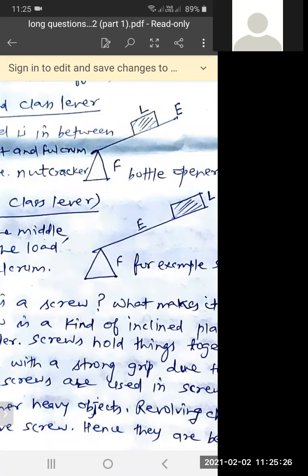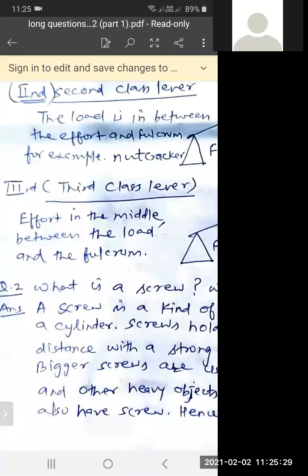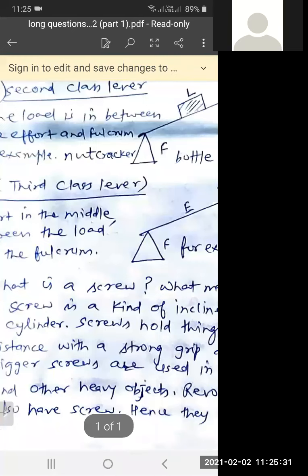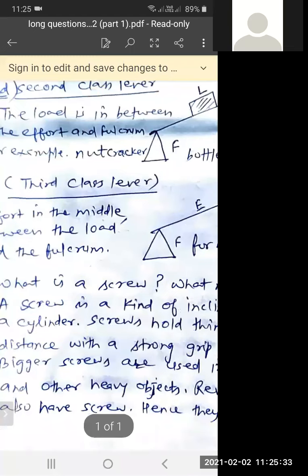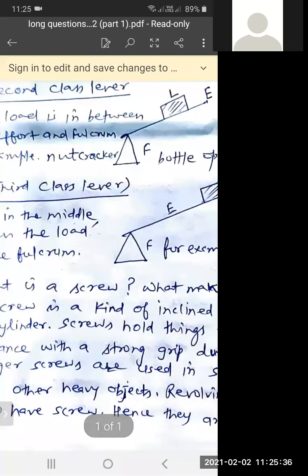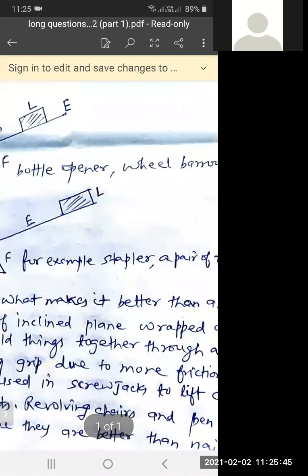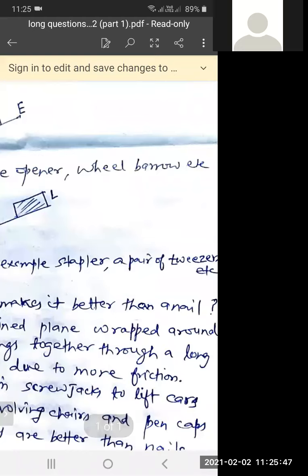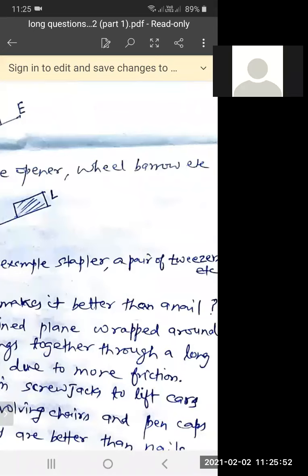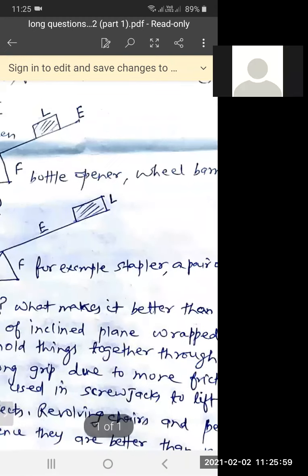Effort is in the middle, between the fulcrum and the load. This is called the third class lever. Is it clear, students? For example, a stapler, a pair of tweezers. A stapler or a pair of tweezers is an example of third class lever. Is it clear, students?